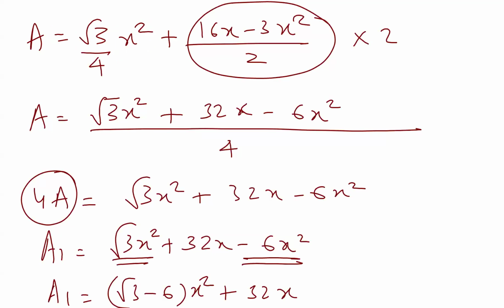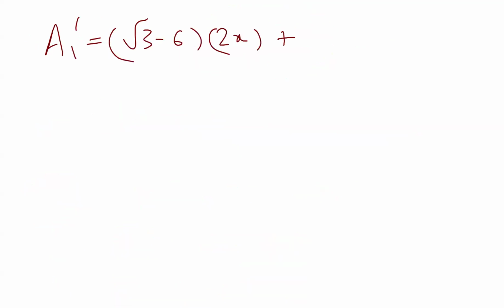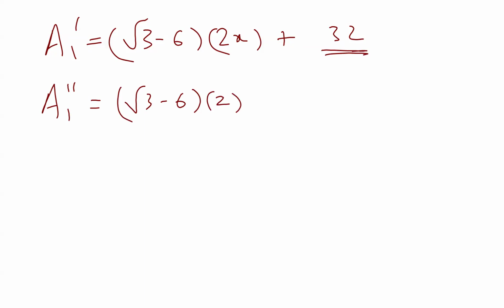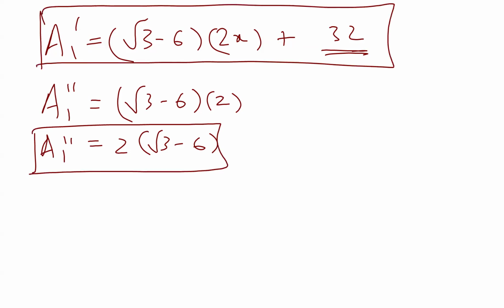So a1 dash is root 3 minus 6 into 2x. Why 2x? Because the derivative of x square is 2x, plus 32. Okay, a1 double dash, the second order derivative, is root 3 minus 6 into 2, and 32 is 0. So this is equal to twice root 3 minus 6, a1 double dash. Okay, and this is a1 dash.